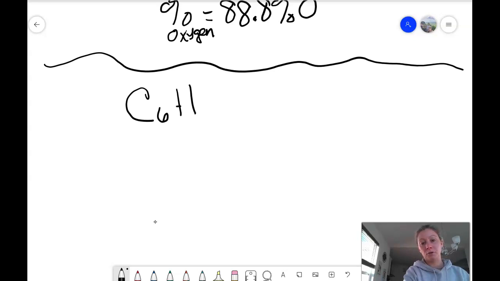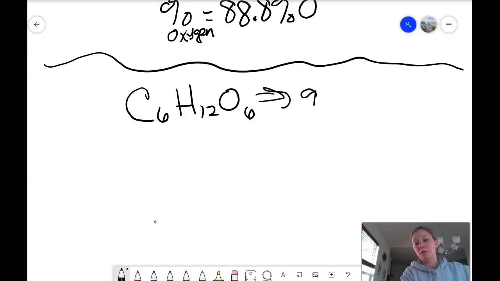If you remember, glucose is C6H12O6. Glucose is super important in cellular respiration, and I really like glucose because I really like sugar, and you guys are going to get to have a little sugar today in our little lab. It's more of an activity than a lab, but you could do the percent by mass of the carbon, hydrogen, and oxygen in glucose.